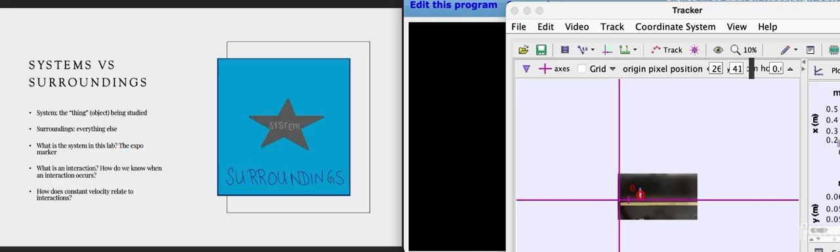In any physics scenario, there is the case of systems and surroundings. The system is the object being studied, and the surroundings are everything else. In this scenario, the expo marker is the system, and everything else is considered the surroundings. This is important to note as the system has an effect on the surroundings, just as the surroundings have an effect on the system. This is known as an interaction. An interaction is identified through change. This can be change of motion, speed, and other physical properties. Since the velocity observed in this lab is constant, there will be no net interactions.